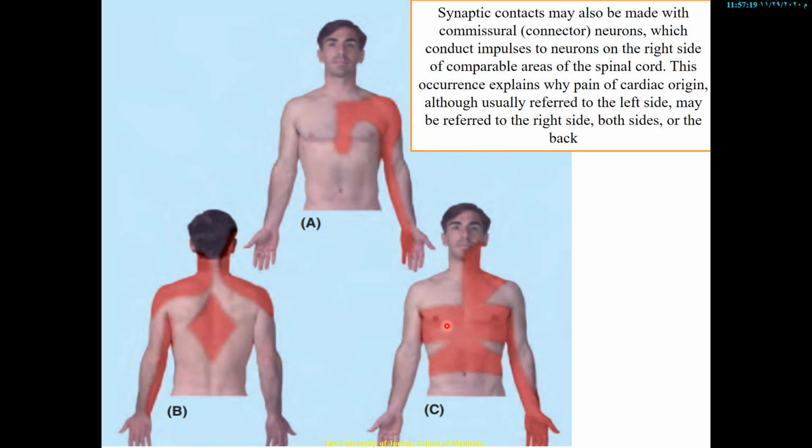But you also have to think about pain found in synaptic contacts, which may also be made with connector neurons that conduct impulses to neurons on the right side. So pain originally coming from the left side has to cross in certain areas, and the brain may think this is coming from the opposite side. So it could be from the back, it could be from anterior.